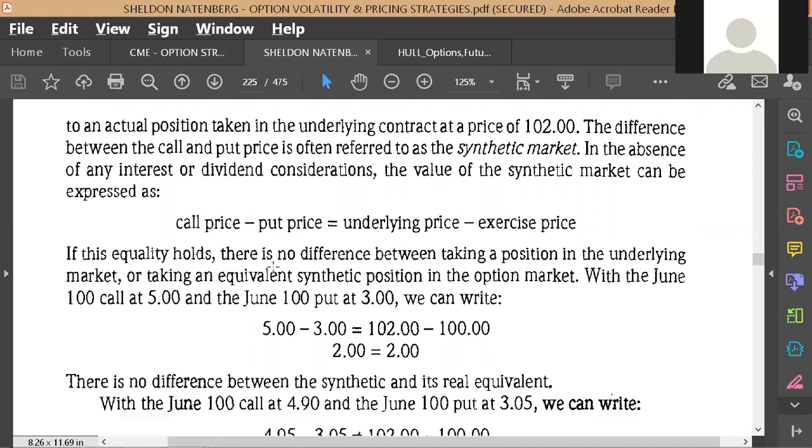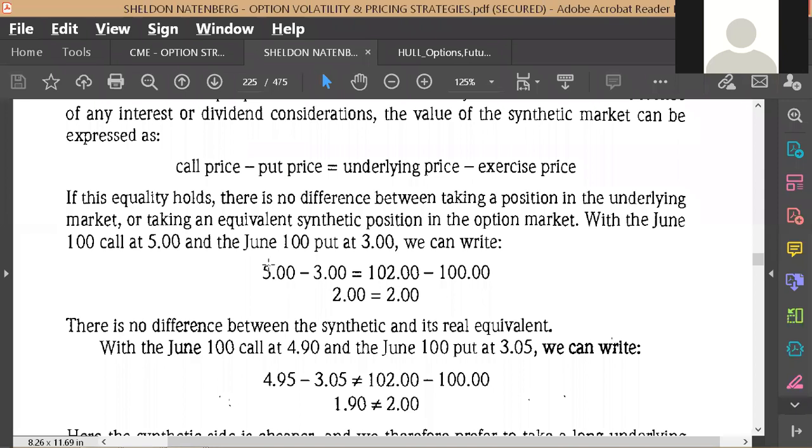So he's giving an example here. Let's look at the example briefly, then we'll go and understand these statements properly. He's giving an example of a June 100 call. June is the expiration, 100 is the strike, the premium is 5, and the 100 put is $3. So what he's saying is, because the relationship is call price minus put price should be equal to underlying minus exercise, and the underlying is at 102. He's mentioned that before. Therefore, RHS is equal to 2, LHS is equal to 2. Okay, so that's what he's trying to say here.